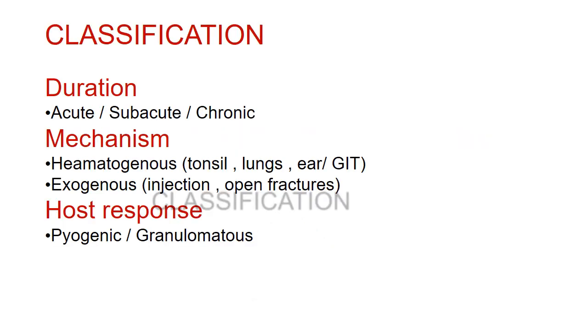And we can classify osteomyelitis according to its duration. It may be acute, subacute, or chronic, and it may be classified according to its mechanism. Like it can be hematogenous, it can spread from some distant infection. Patient may have a tonsillitis or a pneumonia, and the pathological organism may travel from that distant organ through blood into the bones.